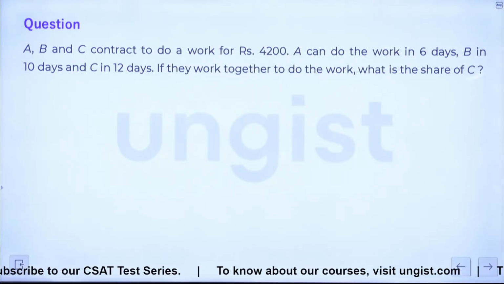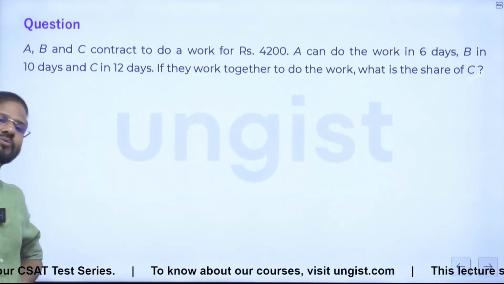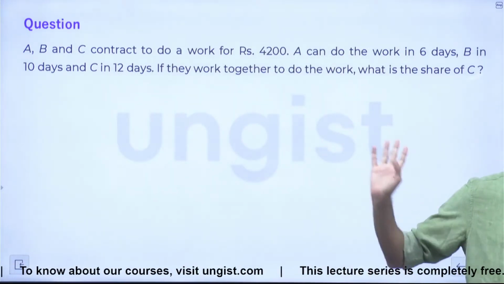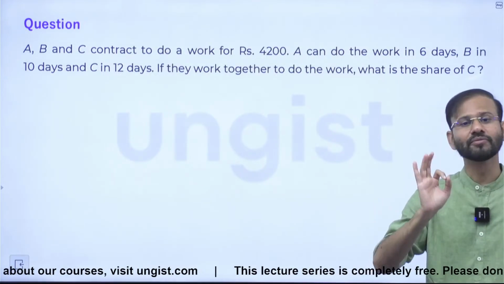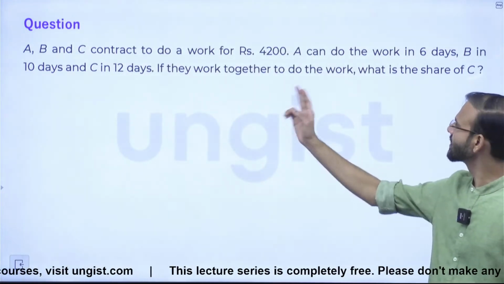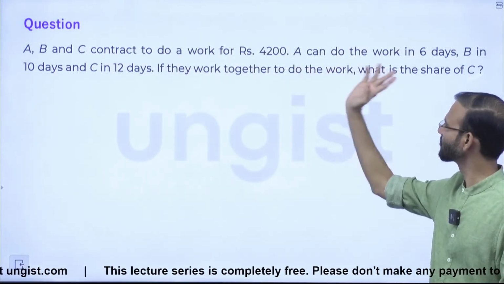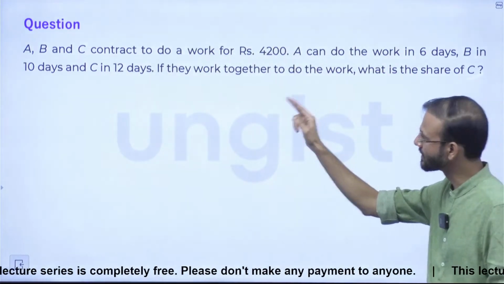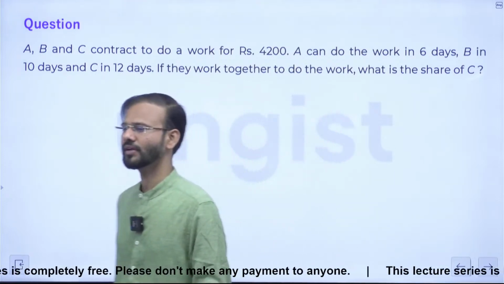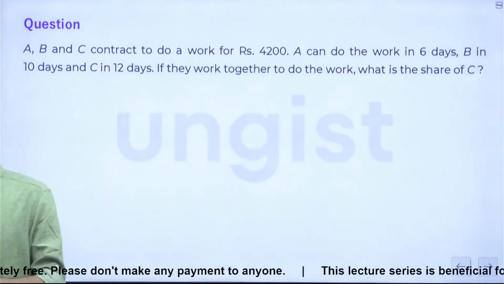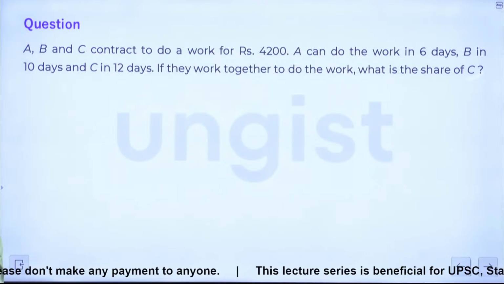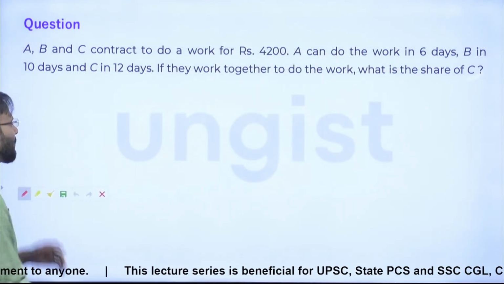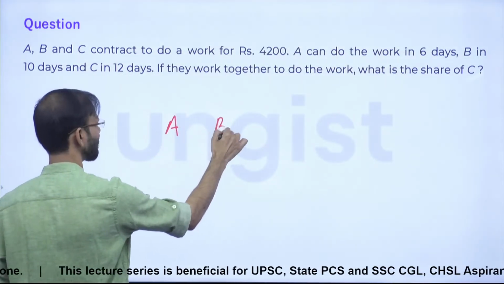Yes. Now all of you, this time they have given you the work done. मत करिए. Don't solve it. अभी ऐसे ही हो जाएगा. This time they have given you the work done, right? The question is saying A, B, C can do a work for rupees 4,200. A can do the work in 6 days. B can do the work in 10 days. C can do the work in 12 days. Right? If they work together, what is the share of C? Clear, guys? देखिए, आप बताइए अप्रोच क्या होनी चाहिए? बोलिए everyone.